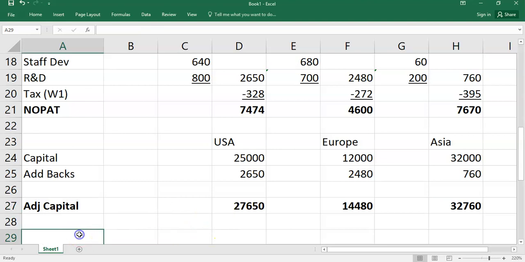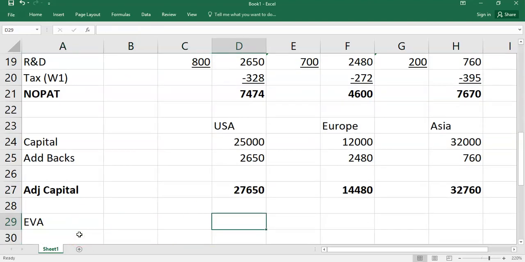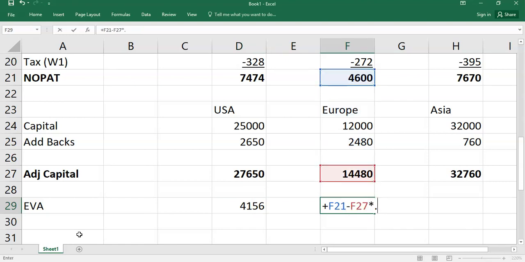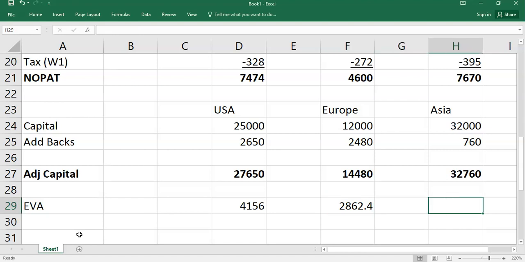And now once you have that done, the EVA just falls out. It is your NOPAT minus adjusted capital times the 12%, which doesn't change. So the answer is still in euros, like residual income. Did you earn above or below 12%? In this case, they earned above. They created economic wealth. Here, 46 minus 14, 4 times 12%. And the last one then, the EVA for Asia, will be 7670 minus 332 times 12%.